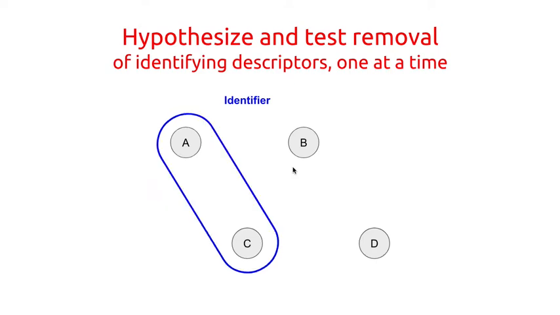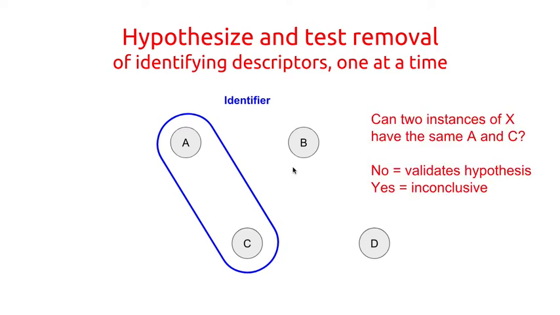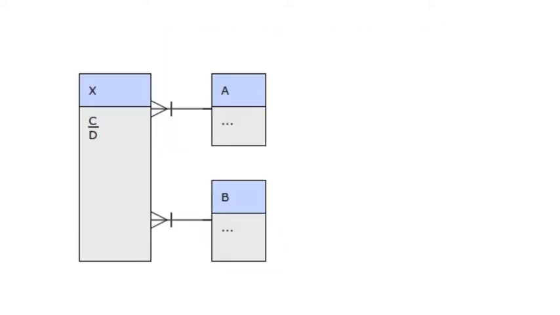A hypothesis that B can be removed leaves A and C included. So we ask the users, can 2 instances of X have the same A and C? Suppose this time the answer is no. That means that we've validated our hypothesis, and A and C stand alone as an identifier. Now we have returned to a 2-part identifier. So we will now remove B from the identifier for X.